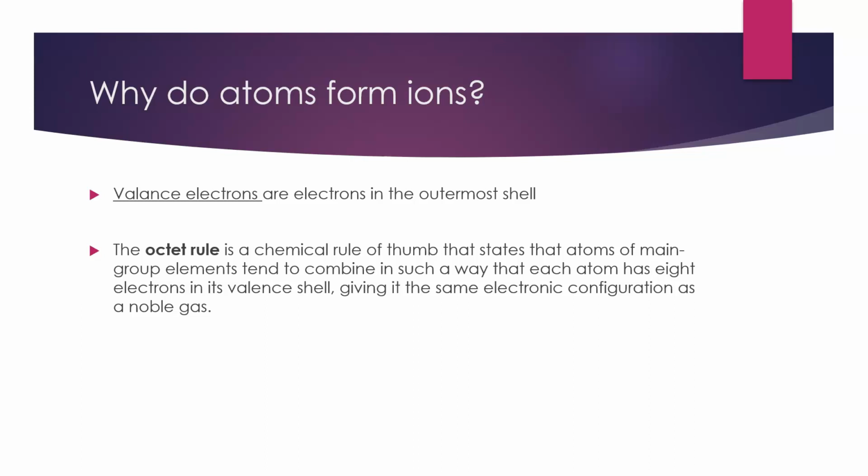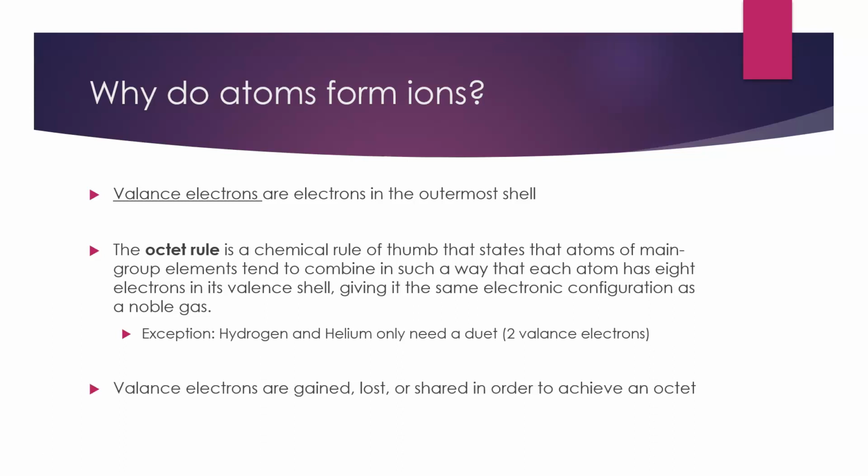So that is what all of our elements on the periodic table are searching for. Some of them give up electrons to make that happen, and some of them take electrons to make that happen, to get that 8. The exception to the octet rule is hydrogen and helium. They only want a duet, meaning 2 valence electrons. Once again, valence electrons are gained, lost, or shared in order for this octet to be achieved.